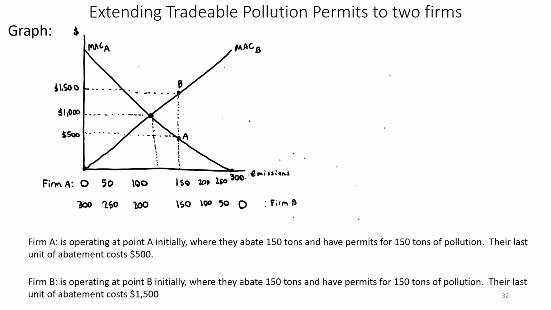All right, so let's look at this graph and see if we can figure out in general what's going on. So we know that firm A would be willing to sell a pollution permit for anything over $500, because $500 is what it costs them to abate emissions at their current point of operation. Firm B, on the other hand, would be willing to pay up to $1,500 for a permit, because anything cheaper than $1,500 is going to be less costly than abating emissions at their current point of operation.